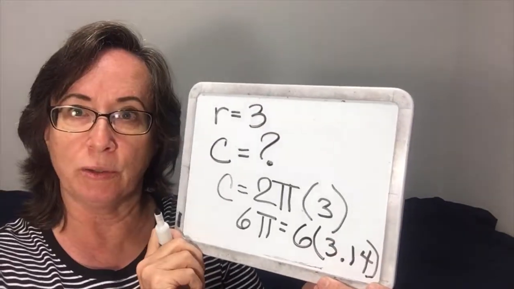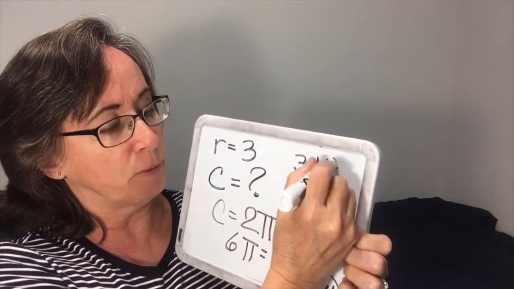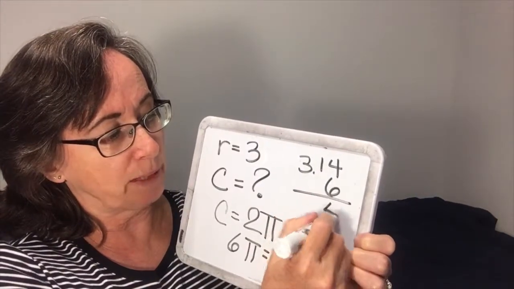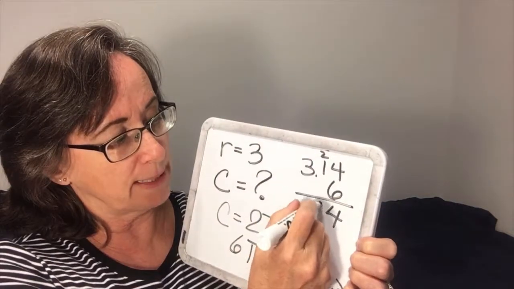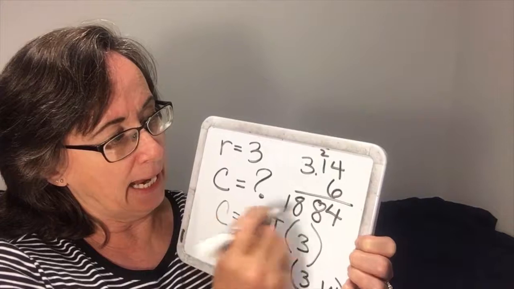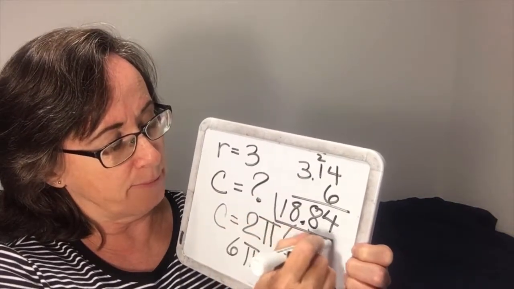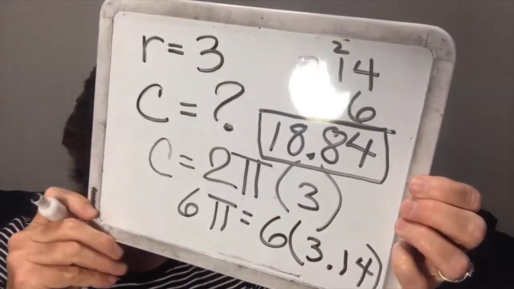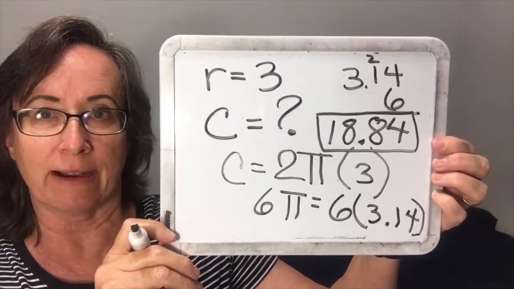Now I'm going to do the math. So we're going to come up here, 3.14 times 6. 4 times 6 is 24. Carry the 2. 1 times 6 is 6 plus 2 is 8. 3 times 6 is 18. And then I'm going to put my decimal 2 places in. And my circumference is approximately 18.84. And that is the correct answer.